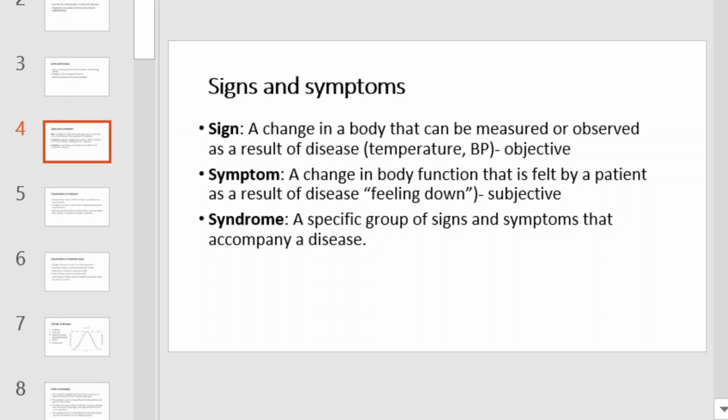Signs and symptoms. A sign is a change in the body that can be measured or observed as a result of a disease. An example might be body temperature or blood pressure. Signs are usually objective measurements. Symptoms are a change in body function that's felt by a patient as a result of disease, such as feeling down or tired. These are often subjective measurements. A syndrome is a specific group of signs and symptoms that accompany a disease.